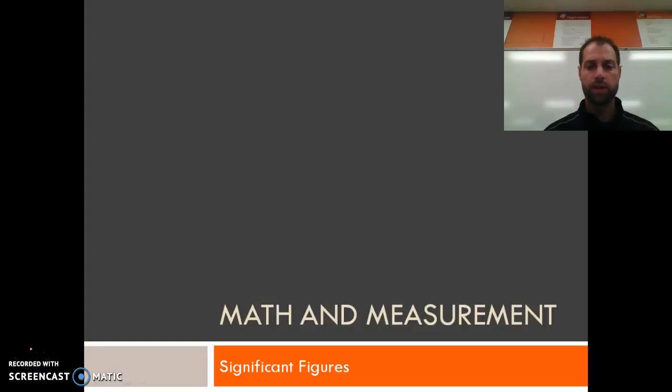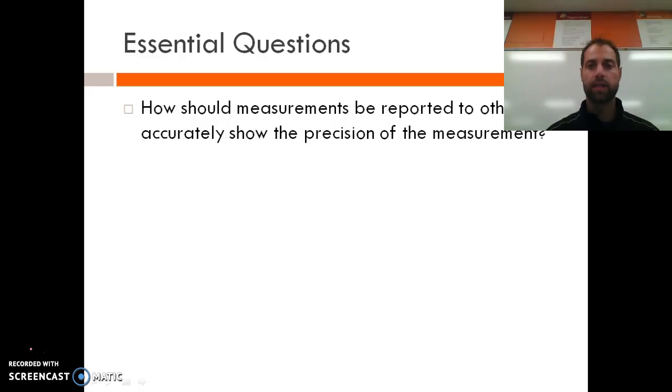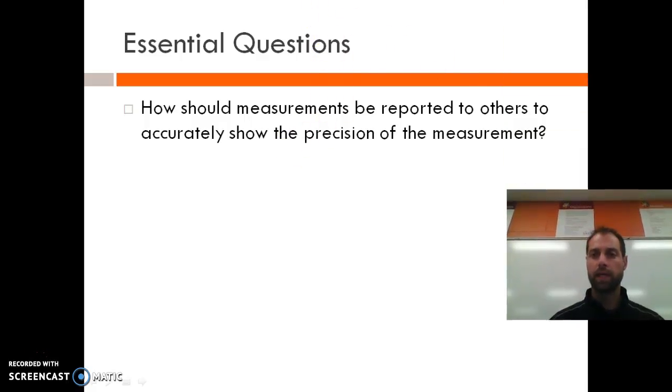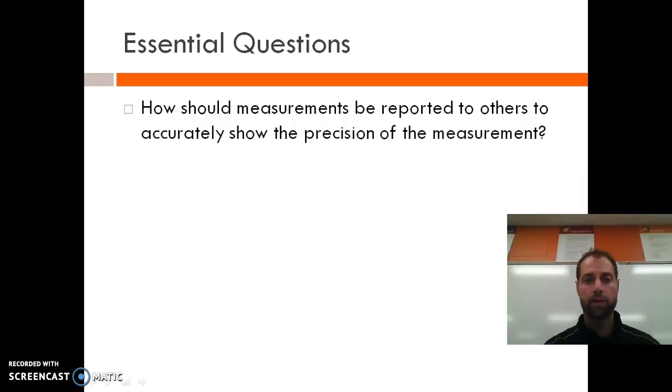Welcome to our tutorial on significant figures. Today's essential question is how should measurements be reported to others to accurately show the precision and accuracy of the measurement.